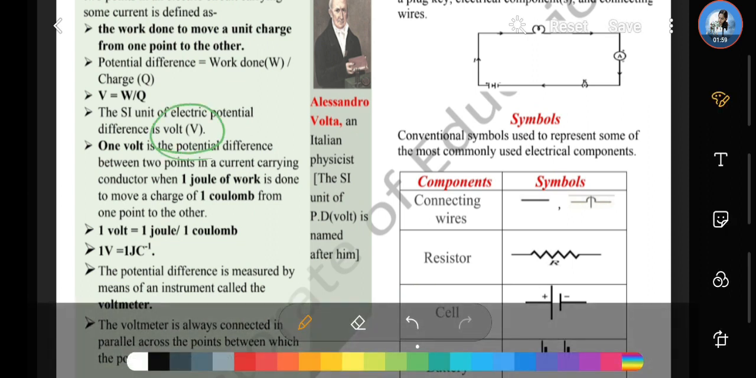What is the SI unit, students? Volt. Why is it called volt? Because it was discovered by Alessandro Volta, an Italian physicist. The SI unit volt is named after his name. Got it?